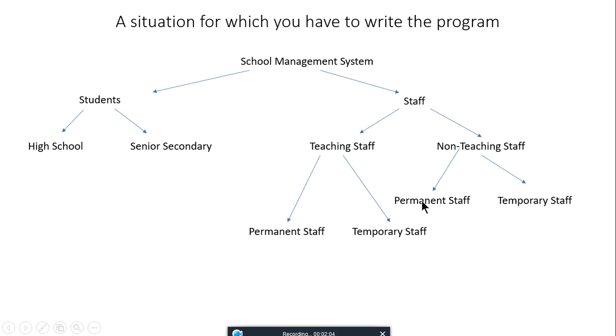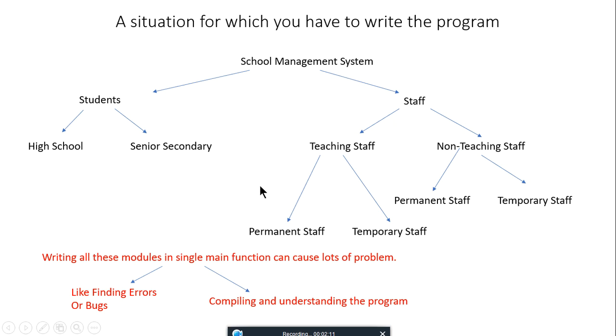If you start writing this whole code inside one main function, then this code might be very lengthy and very hard to code. You can write the whole program inside main, but writing all these modules in the single main function can cause you a lot of problems. Two main problems are finding errors or bugs. When you write such a big program, you will surely make some mistakes, and finding these mistakes will be a lot harder if your main function is thousands of lines.